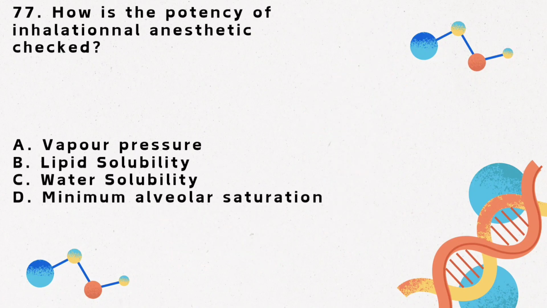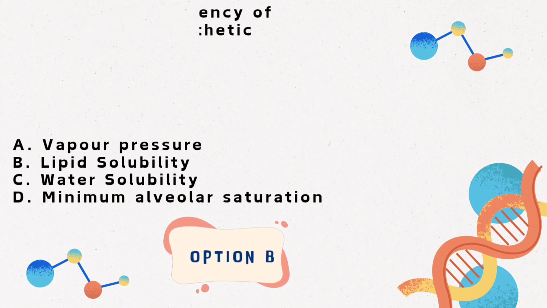How is the potency of inhalational anesthetics checked? A. Vapor pressure. B. Lipid solubility. C. Water solubility. D. Minimum alveolar saturation. Option B is the right answer.